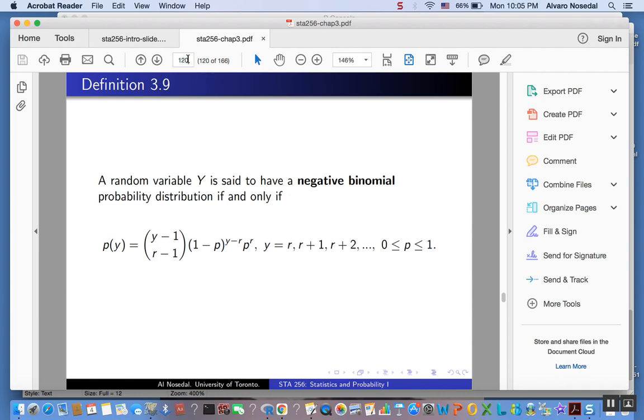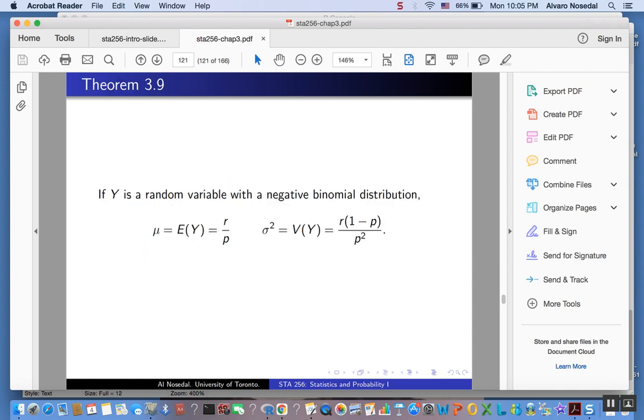One more thing. As you can imagine, sometimes we are going to be interested in finding the expected value for a negative binomial distribution, or a random variable with a negative binomial distribution. So we have a formula to quickly find the expected value of a negative binomial distribution. It happens to be r divided by p.